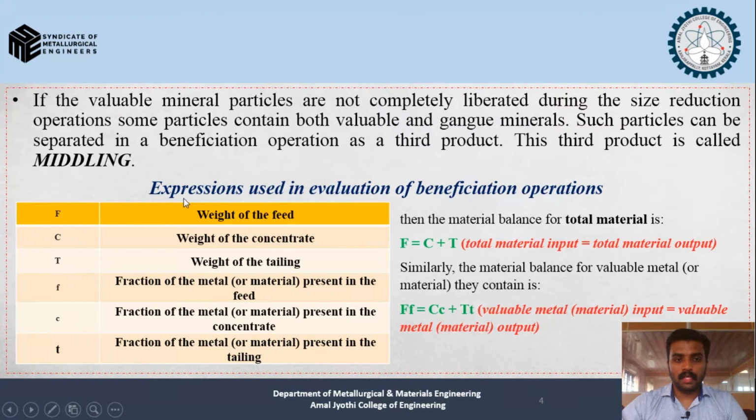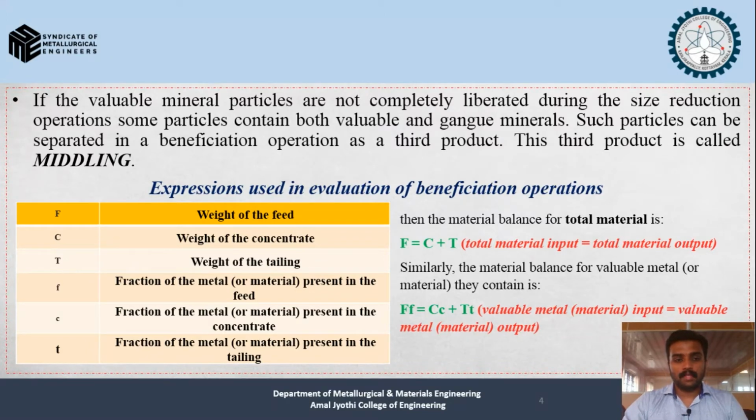Moving on, we have certain expressions used in the evaluation of beneficiation operations. It is denoted in this particular table, where F, C, T are the terms we are using as normal expressions, and we have the explanation here. For example, F is termed the weight of the feed, C is denoted as the weight of the concentrate, and T is the tailing. We already discussed what we mean by feed, concentrate and tailing. Feed means the initial material you are feeding, the initial product, the concentrate is the valuable product, and the tailing is the unwanted product.